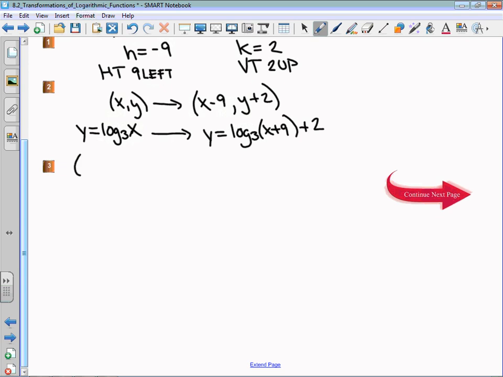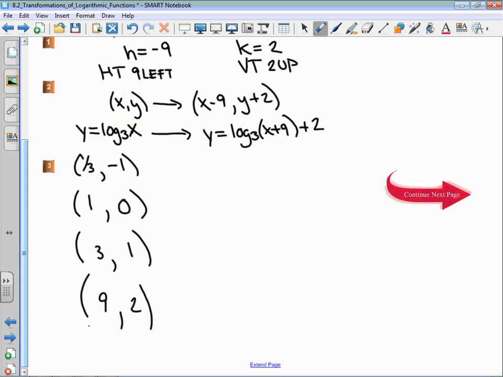When y is equal to -1, x is equal to 1/3. When y is equal to 0, x is equal to 1. When y is equal to 1, x is 3. When y is equal to 2, x is 9. I'll do one more here. That 27 comma 3 will go on that curve as well.